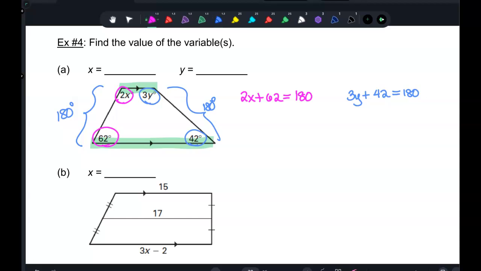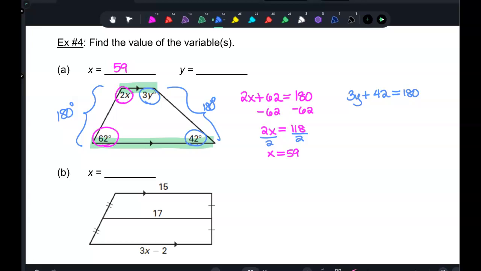Okay, if you want to pause it and see if we get the same answer, you can go ahead and do that. Otherwise, here we go. We're going to subtract 62. So 180 minus 62 gives us 2x equals 118. I'm going to divide both sides by 2. And that's going to give me 59 for x.